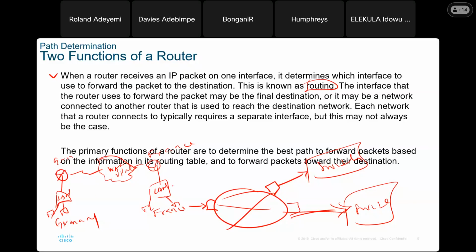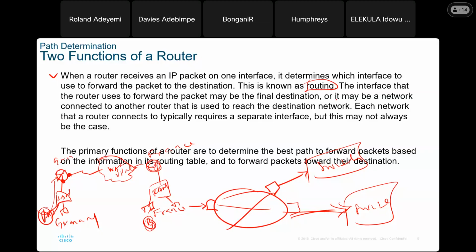So this is my point. If a message is coming from, let's say, this computer here, computer A in Germany, going to computer B in France, by the time the message gets to the router, it enters through this interface. The router will push it out of this interface. Now, in pushing it out of this interface, that is not the final destination because computer B is not on that interface. The message has to get to another router before that router now makes a decision and forwards it to the switch, and then the message gets to the final destination.